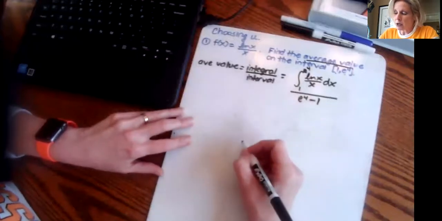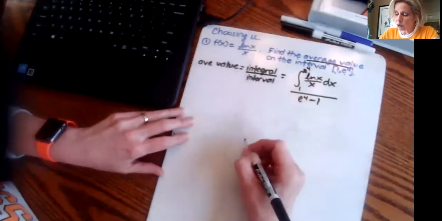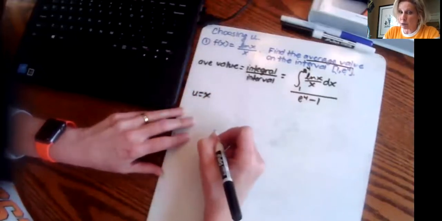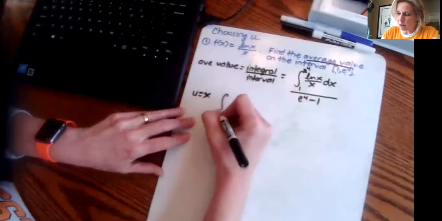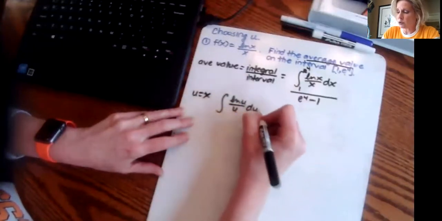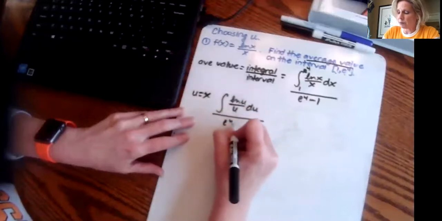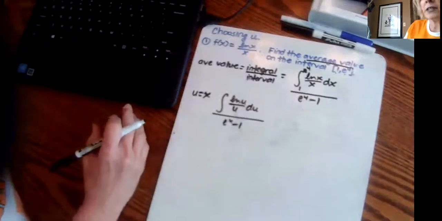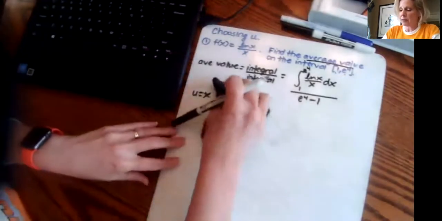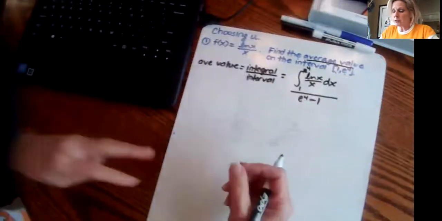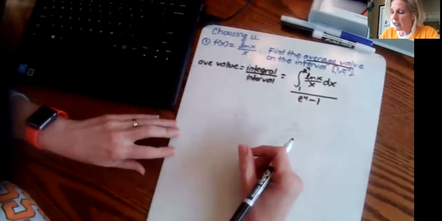Okay, so I need to pick a u. You never let u just equal x, because if you did, you would wind up rewriting the problem as ln u over u du over e to the 4th minus 1, which doesn't help you at all. So u is never just x. Keep that in mind.